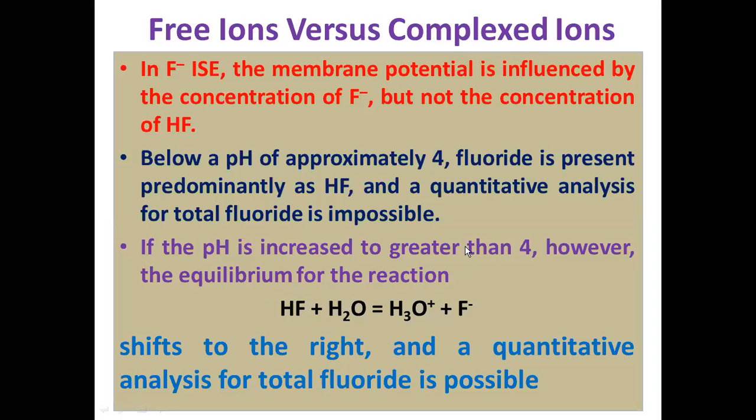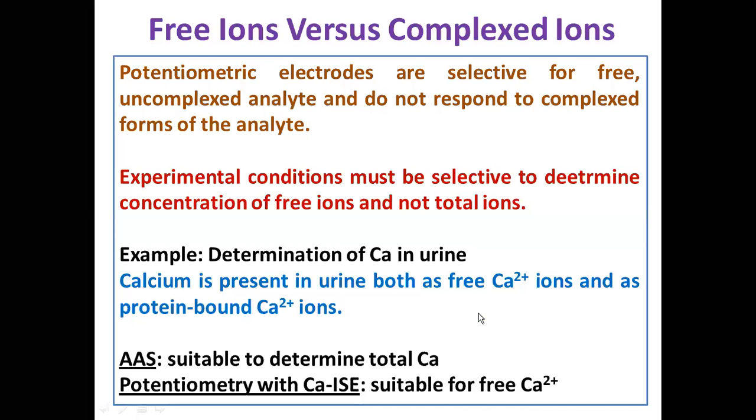So potentiometric procedures are dependent on the experimental parameters too. Here the important parameter is pH. If you maintain the pH greater than 4, then only the equilibrium of this particular reaction will be shifted from left to right. So HF is going to be ionized to obtain F minus. Then the fluoride ion selective electrode will selectively function for determination of fluoride.